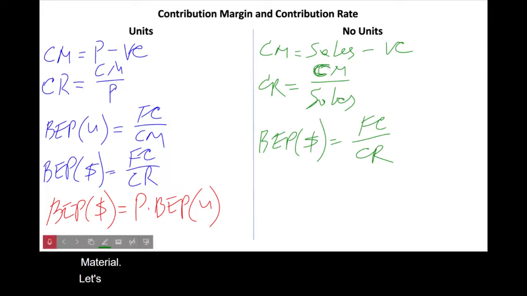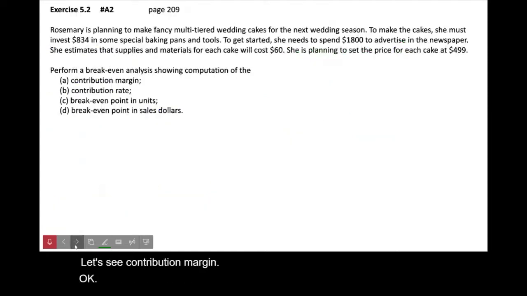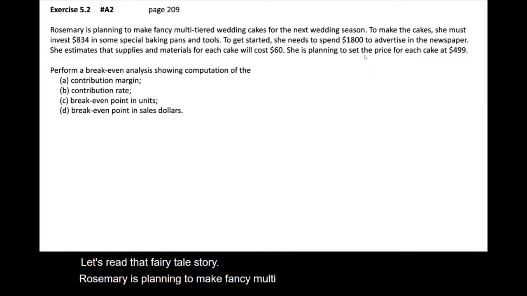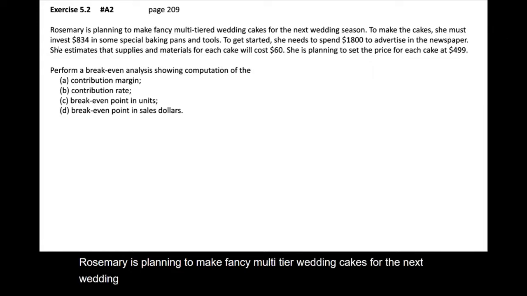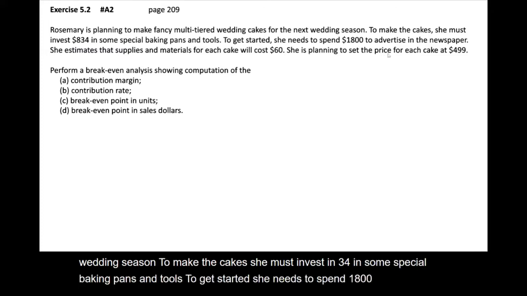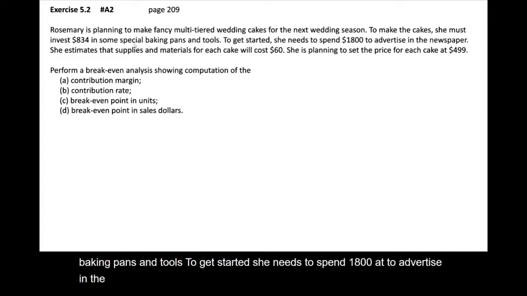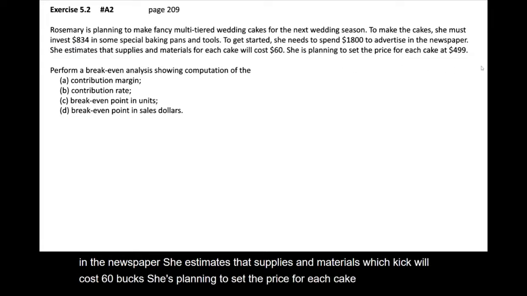Let's see, contribution margin. Okay, let's read that fairy tale story. Rosemary is planning to make fancy multi-tiered wedding cakes for the next wedding season. To make the cakes, she must invest $834 in some special baking pans and tools. To get started, she needs to spend $1,800 to advertise in the newspaper. She estimates that supplies and materials for each cake will cost $60. She's planning to set the price for each cake at $499. And we have 4 questions.